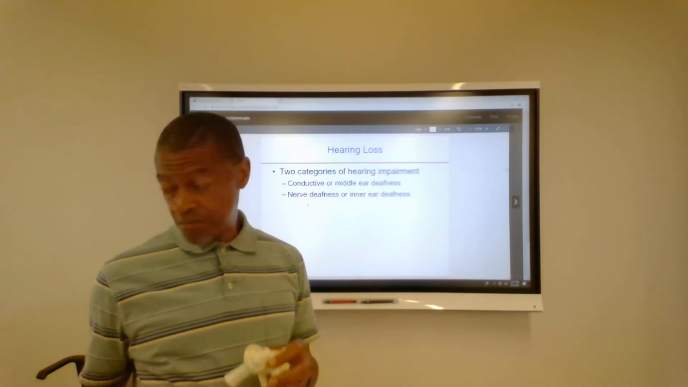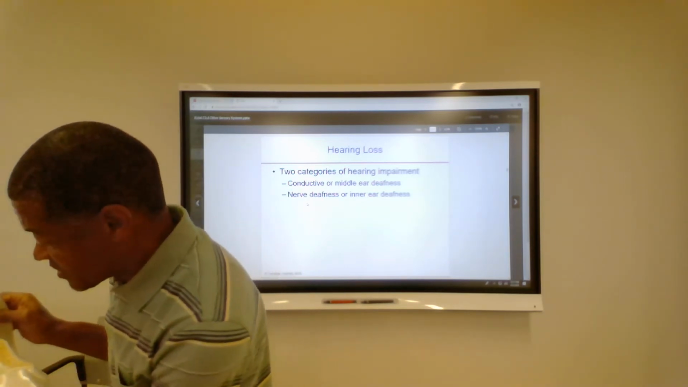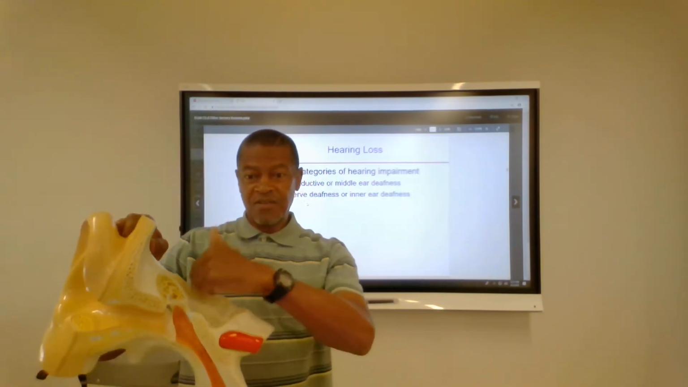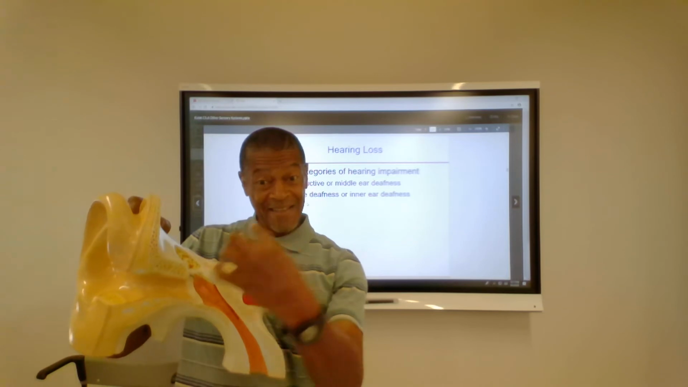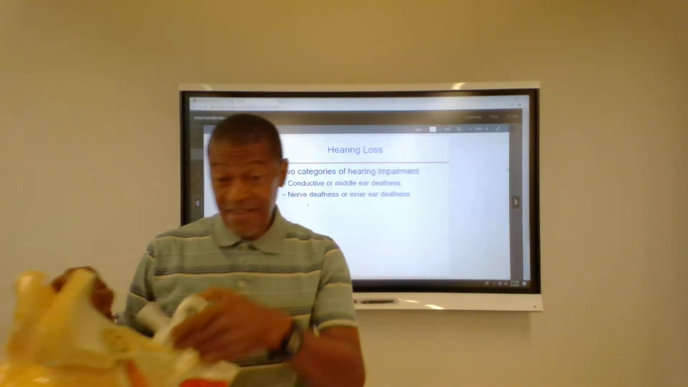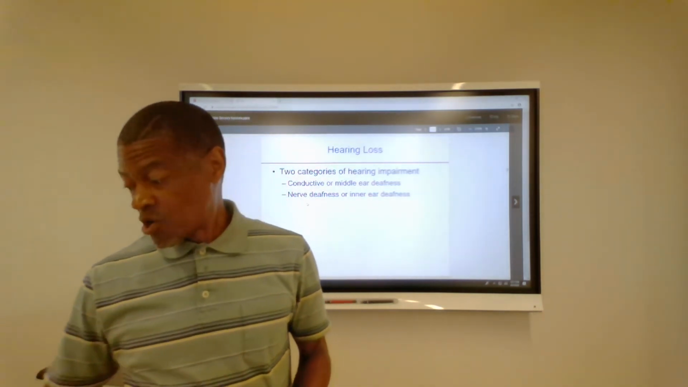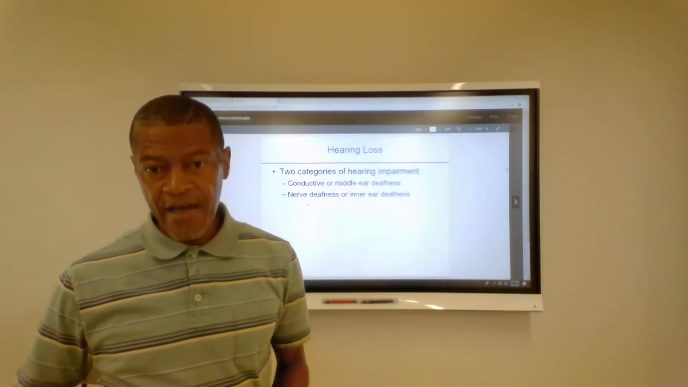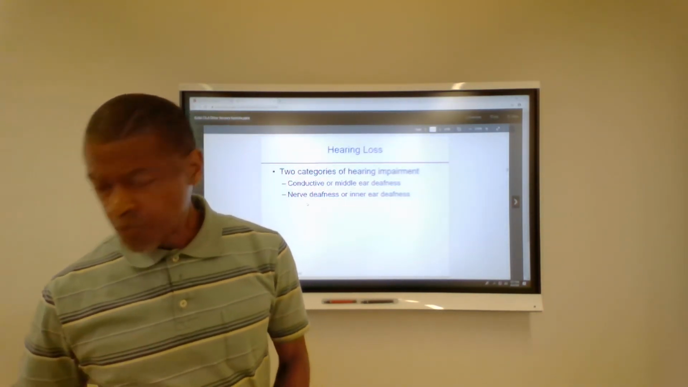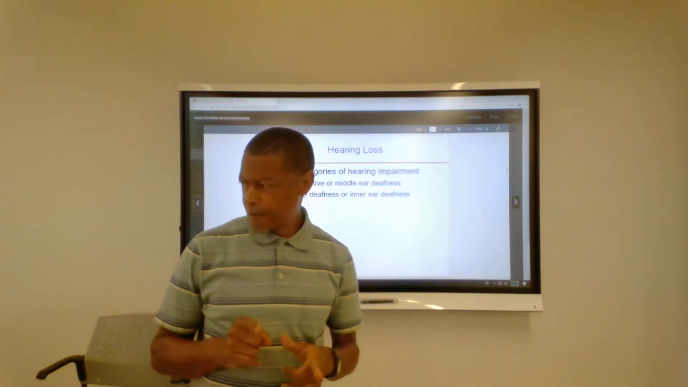Certainly really challenging because you've got to cut through bone and put that artificial cochlea into the brain. But cochlear implants have existed. So pretty much that's the part on hearing.